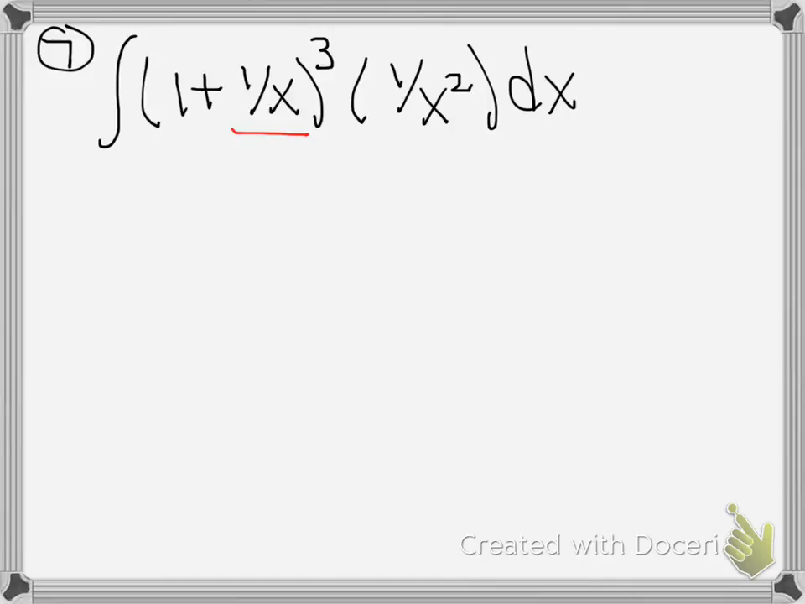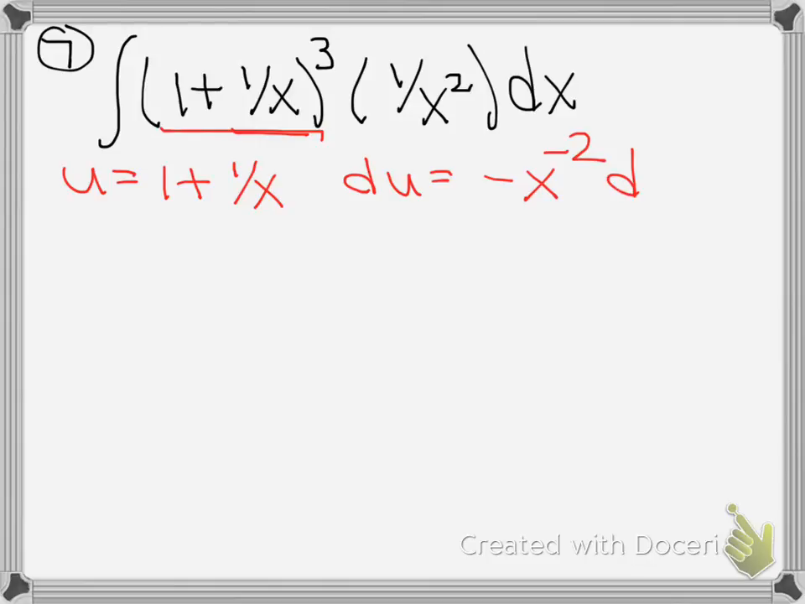And you're not wrong, it does help, but that doesn't eliminate the 1, because you can't have 1 plus u in parentheses to the third. So the whole thing right there has to be u. 1 plus 1 over x is u, and that'll let du be negative x to the negative 2.